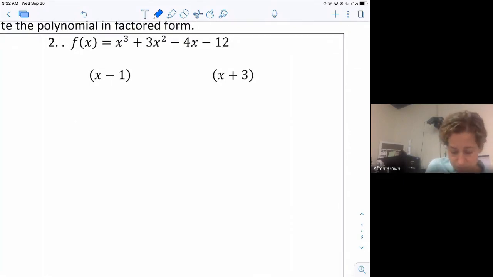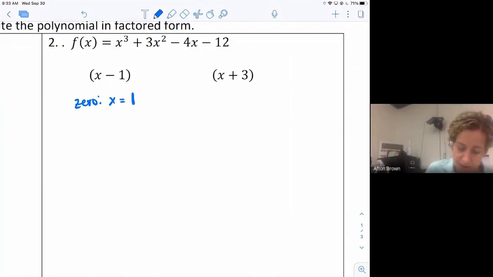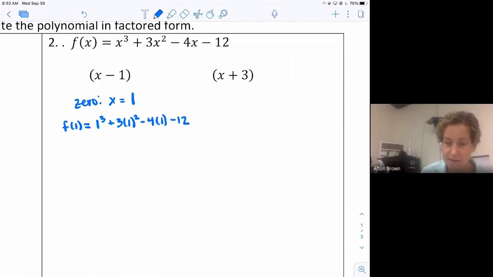So let's do number 2. What is the 0 on this one? On this first factor, x equals what? I'm going to pick on Maddie. What's the 0 of x minus 1? +1. +1, perfect. So step 1 is you evaluate to see if it is a factor. You plug 1 into the function. If you want to do it by hand, maybe 1 would be faster by hand because it's a nice number. We're just plugging 1 in for x.